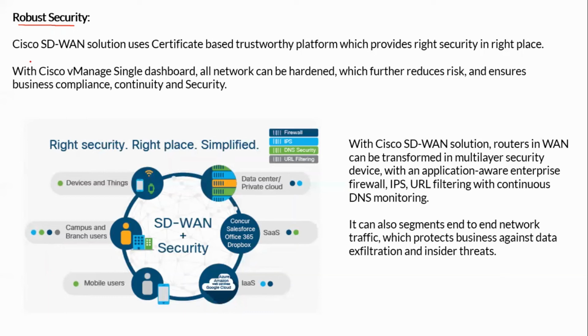And these SD-WAN and security solutions are easily applied on devices, your campus, branches, mobile users, your SaaS solutions, your data center or a private cloud, right? All these can take benefit of that. And what are all those services? Security services: firewall, IPS, DNS security, URL filtering, right? But yes, these are more a part of the SD-WAN advanced topics.